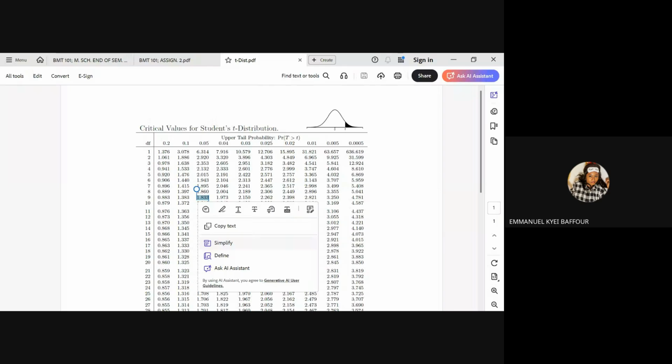Now we look at the second part, that the total shaded area is 0.95.